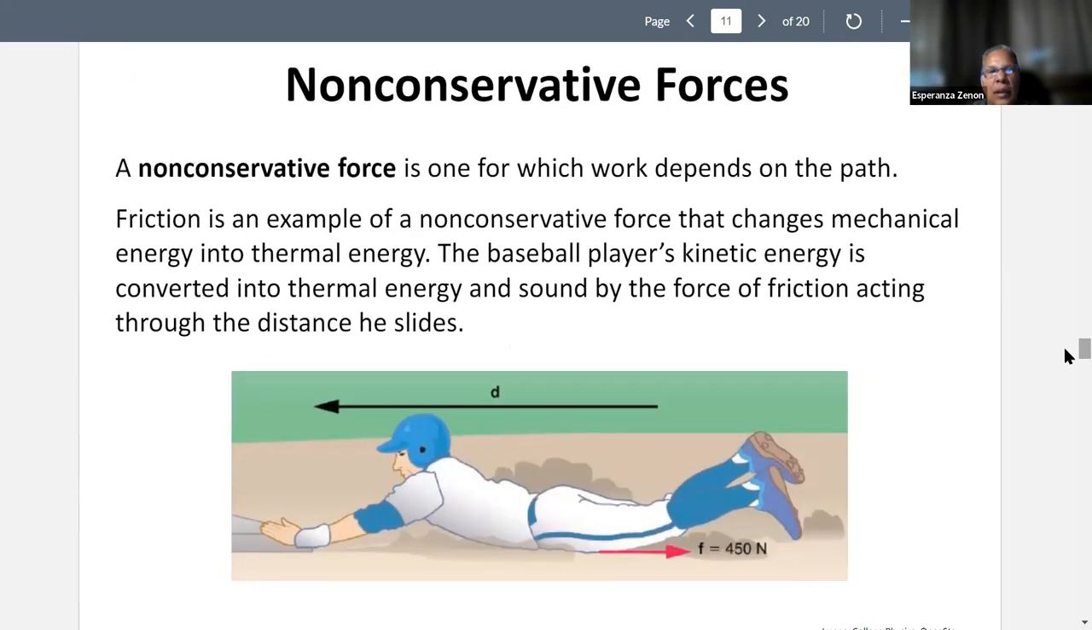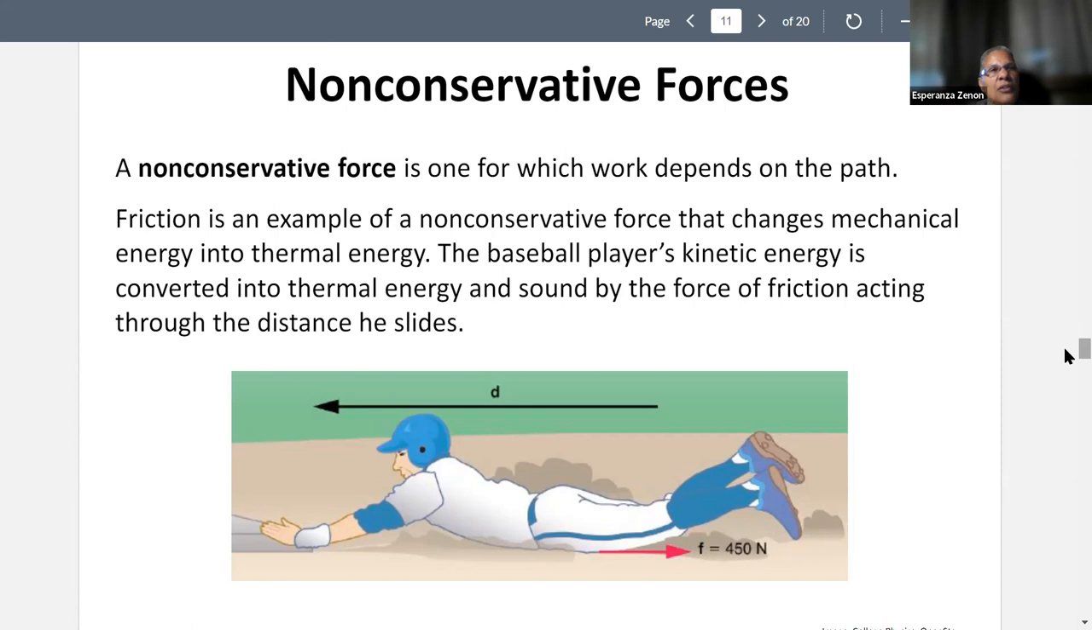Well, what about systems where you're dealing with non-conservative forces? I mean, gravity isn't the only force around, right? If you are dealing with a system where there are non-conservative forces like friction involved, then the work done is going to be path dependent. In other words, you can't just look at the starting point and the finishing point.